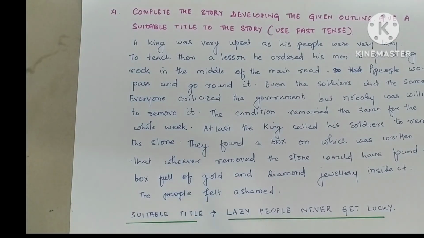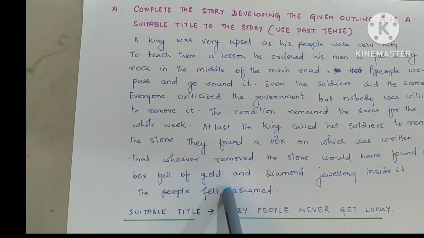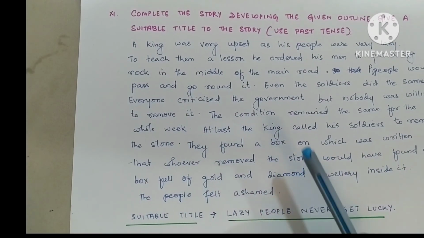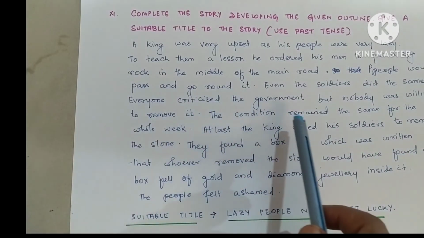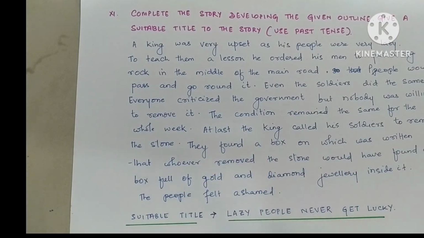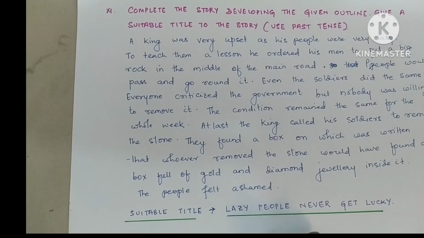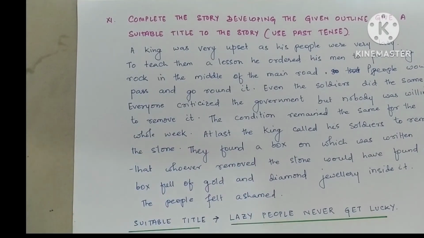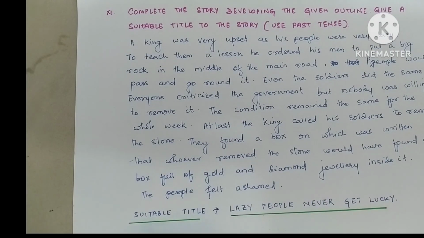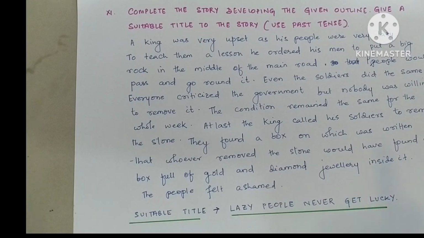Now children, as you can see in this story, we have developed the outline in the past tense. Like felt ashamed, would have found a box full of gold, they found, the condition remained the same, everyone criticized the government. These are all past tense. So a suitable title for the story is Lazy People Never Get Lucky. Because over here, had the people not been lazy and removed the stone from the main road, they would have found gold and diamond jewelry over there, but they did not. So they were at a loss. That is why a suitable title is Lazy People Never Get Lucky.